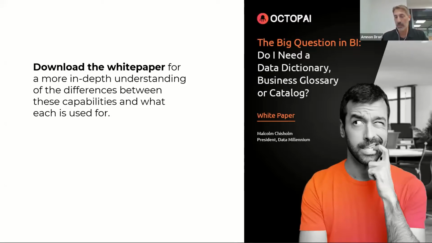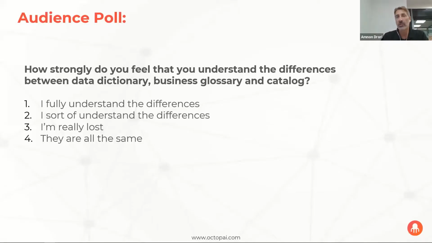What we would like to cover in the next 30-35 minutes is highlights of this white paper that Malcolm wrote for us. So let's start with everyone participating in an exercise to start the session. The topic of today is trying to understand the differences between data dictionary, business glossary, and data catalog, and when you need them.